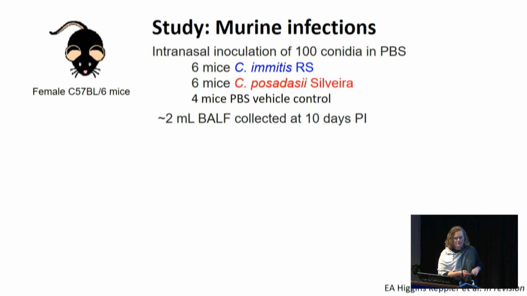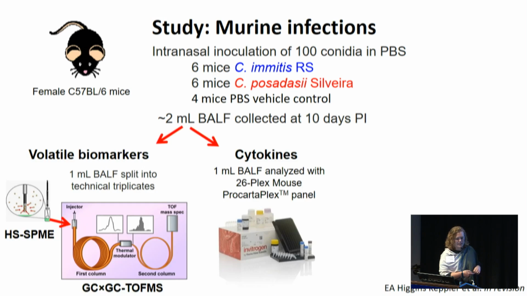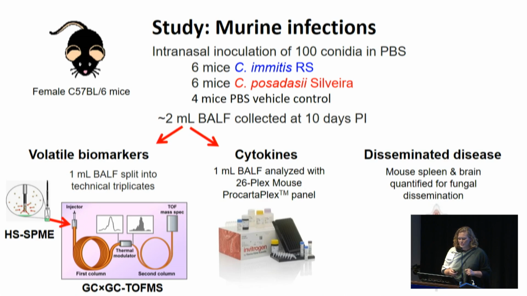10 days post-infection, 2 milliliters of bronchoalveolar lavage were collected. That 2 milliliters was split. 1 ml was used to measure 26 cytokines. Another milliliter was split into triplicate samples and analyzed for VOCs. And then they also measured dissemination by doing fungal colony counts from the spleen and the brain.